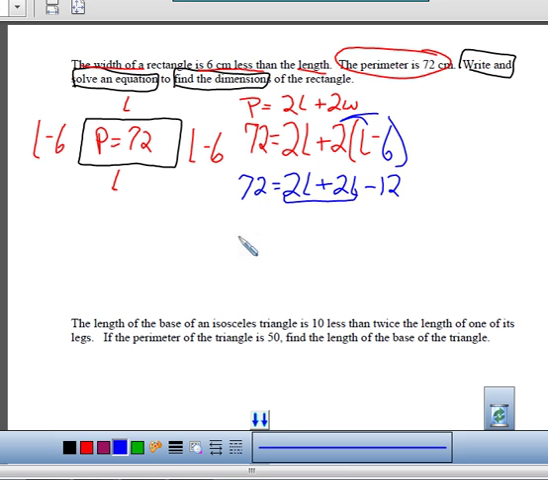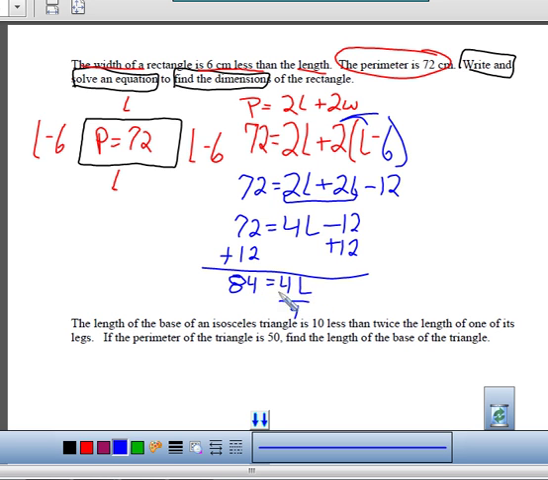2L and 2L is 4L. So we have 72 equals 4L minus 12. Now I'm going to add 12 to both sides. 84 equals 4L. Divide both sides by 4. And you get the length, which is 21. So over here, my length is 21 centimeters.